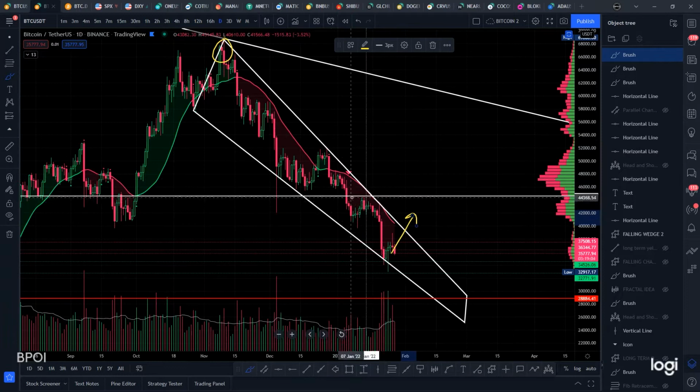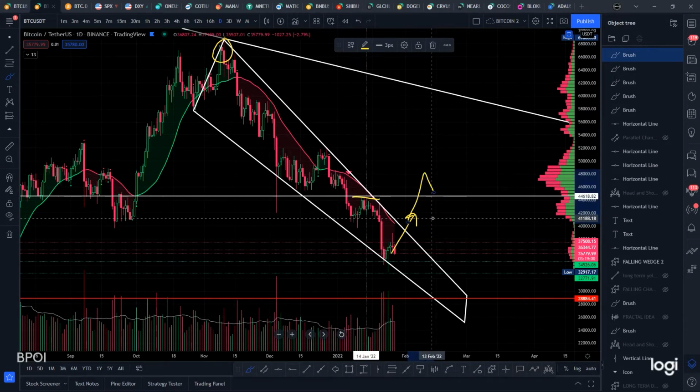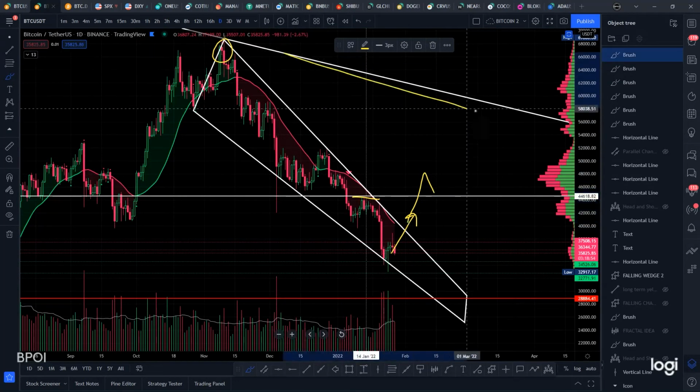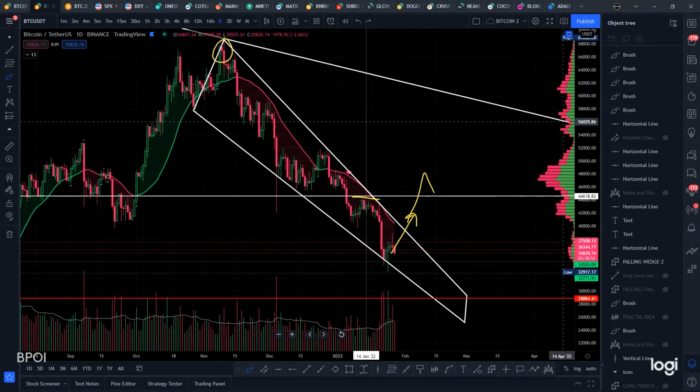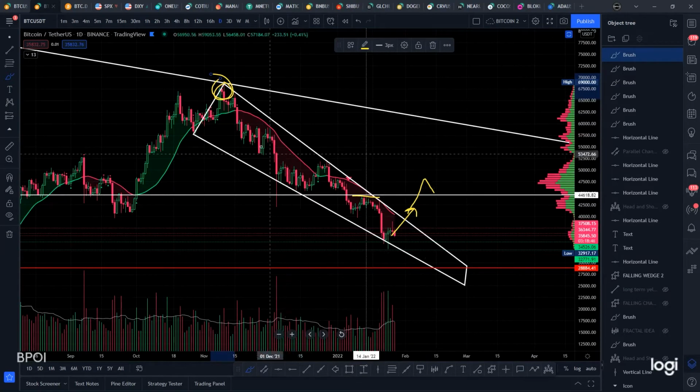To me, we need to be putting in a high above 44,618 to confirm any sort of bullish scenario. But then we've got to be careful. If you see this trend line at the top here, if we don't put the higher high in above this level, okay, so we don't beat all-time highs, so 69,000, we're essentially still in a massive downtrend.